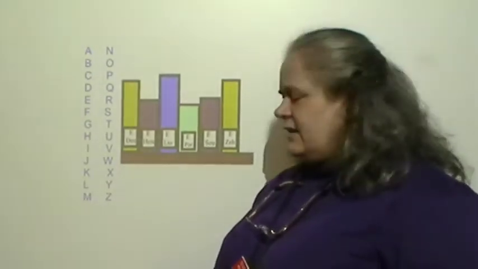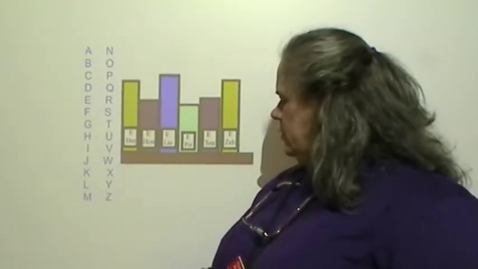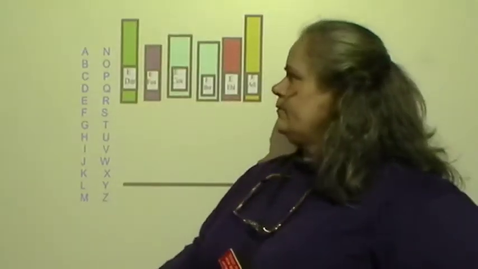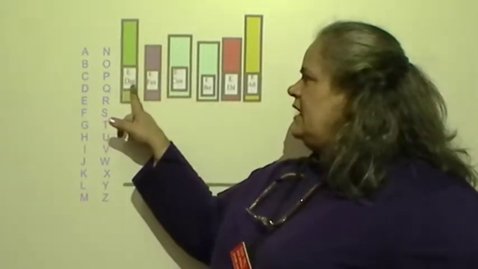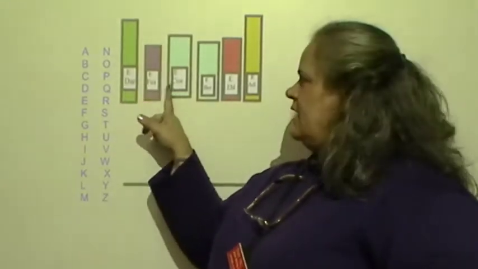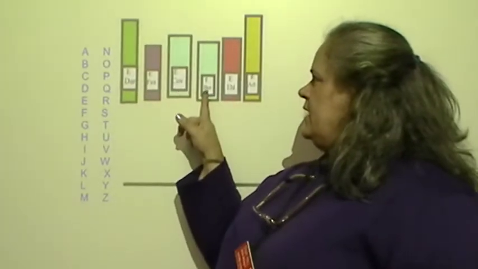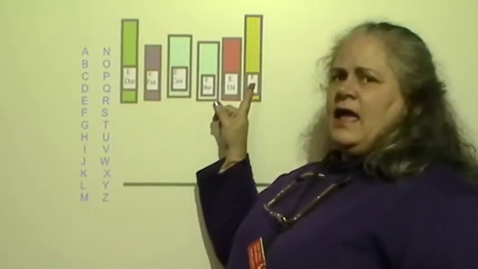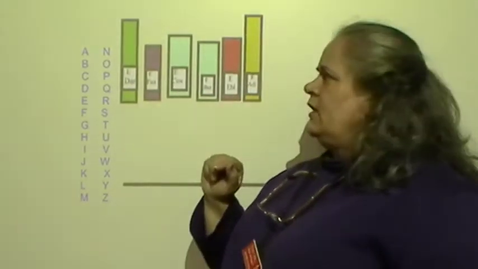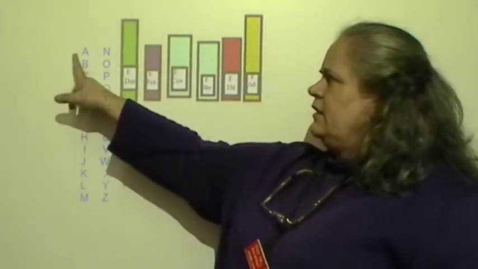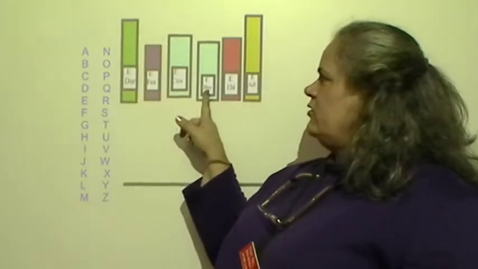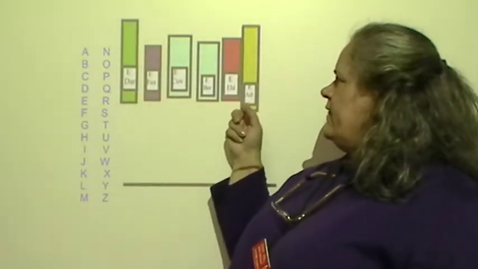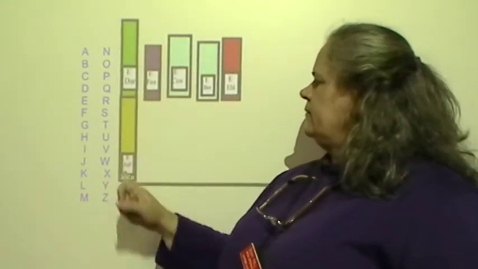Now we're going to practice putting some in order. And so let's go. We have a D, an F, a C, a B, an E, and an A. So if we look at our alphabet, our first letter is A. Let's see if we have an A, and we do. So we put that book on the shelf first.